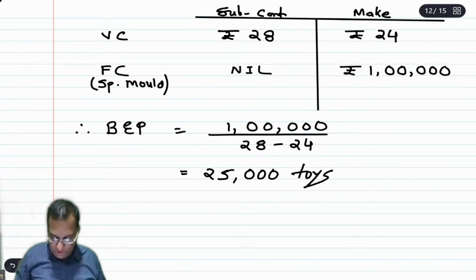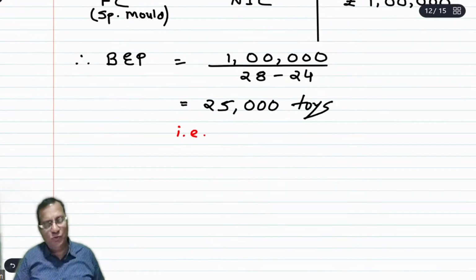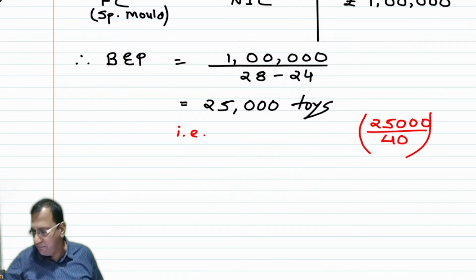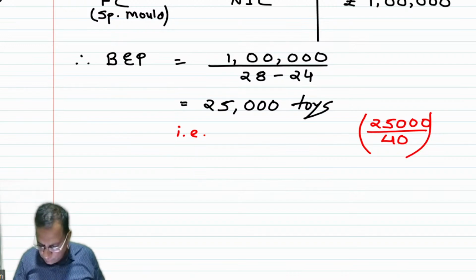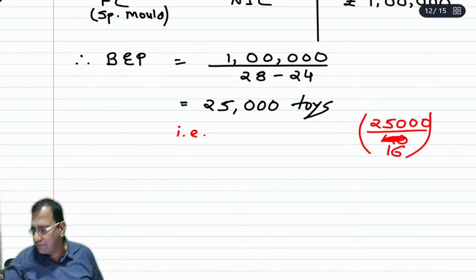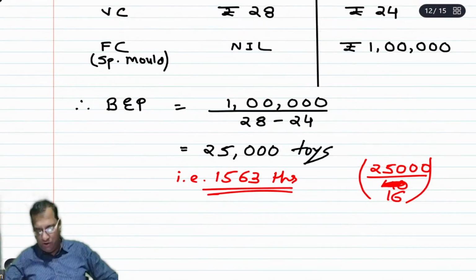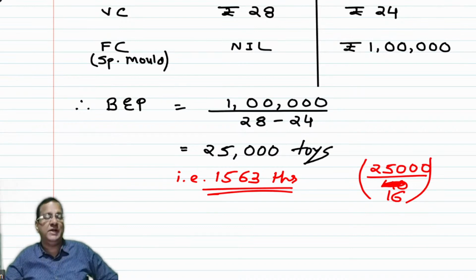But since the word capacity has been used, it is better to convert this 25,000 toys in terms of machine hours. 25,000 divided by 16, 16 every time. So it's 1562.5 hours, approximately 1563 hours. If you have idle capacity of 1563 hours or more, then only you can manufacture the toy. Otherwise, subcontract all the toys. It will be beneficial for the organization.